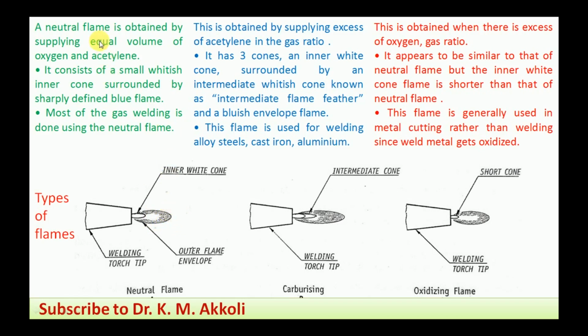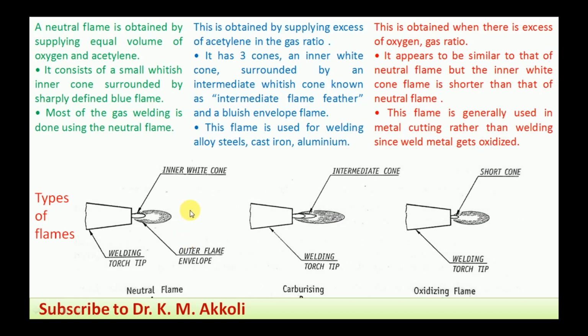A neutral flame is obtained by supplying equal volumes of oxygen and acetylene. It consists of a small whitish inner cone surrounded by a sharply defined blue flame. Most gas welding is done using the neutral flame.